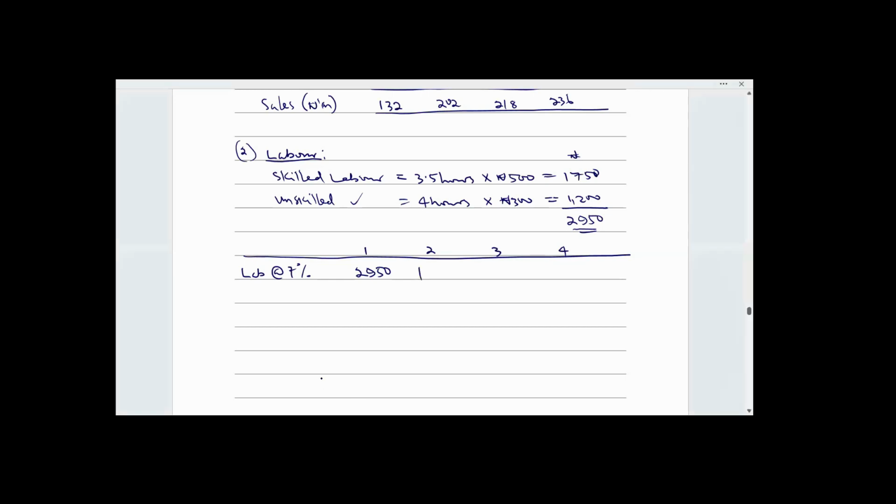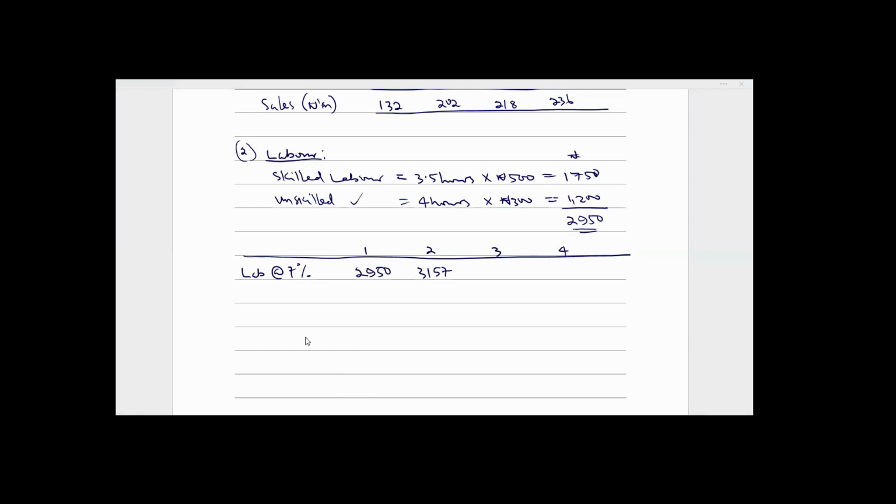That's not correct. What did I do? I pressed something else. 1.07 multiplied by 2,950 equal 3,157. Thank you. Here is 3,157. What about the next one? I don't know how we got 3,157. It is 1.07 multiplied by 2,950.